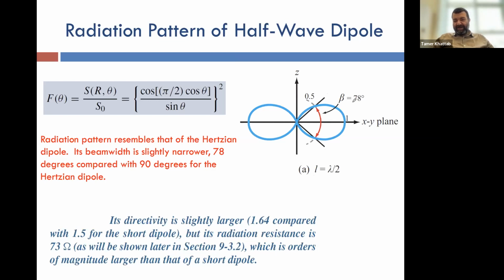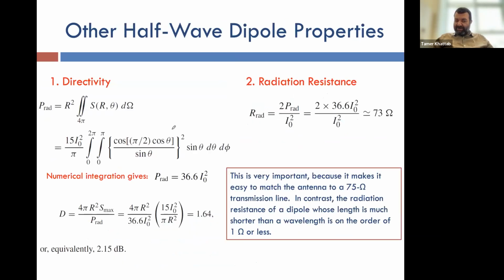The beam width here is around 78 degrees. This is the half power beam width, the beam width when the power drops to half of its value, or 3 dB if we use a dB scale. And we will find that the directivity of this antenna, calculated in this slide, you don't need to do the calculations again, but just understand that the directivity for this half wavelength dipole is equal to 1.64.